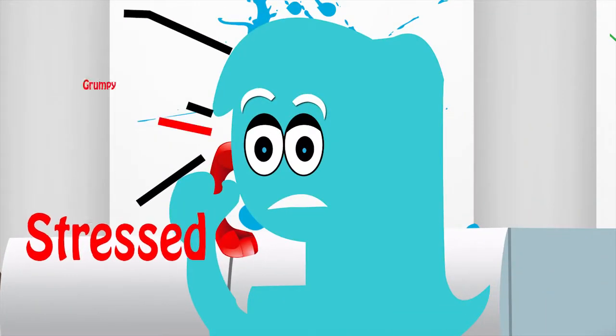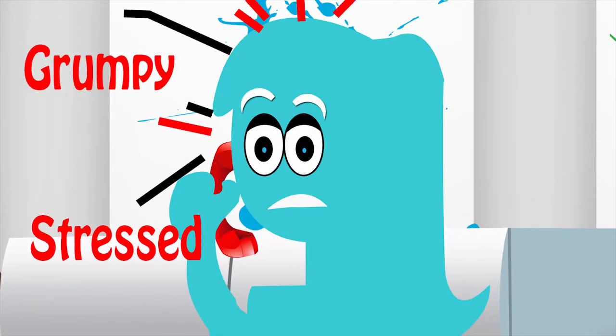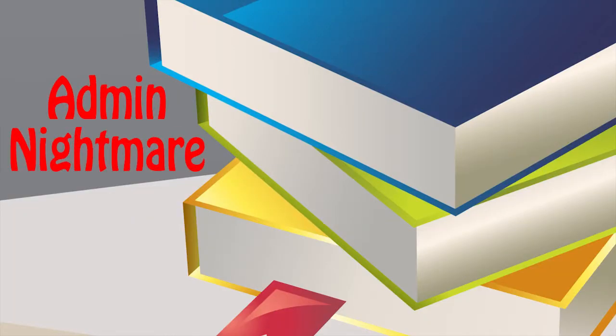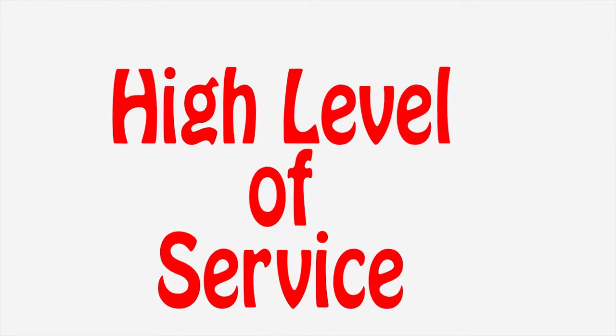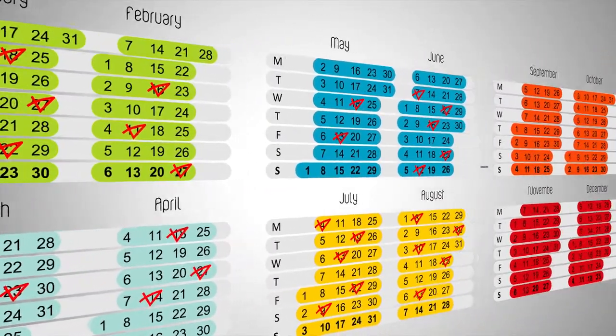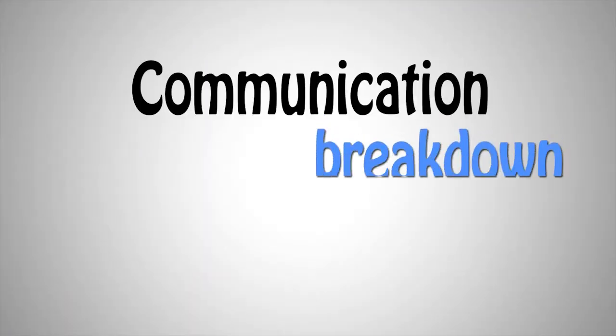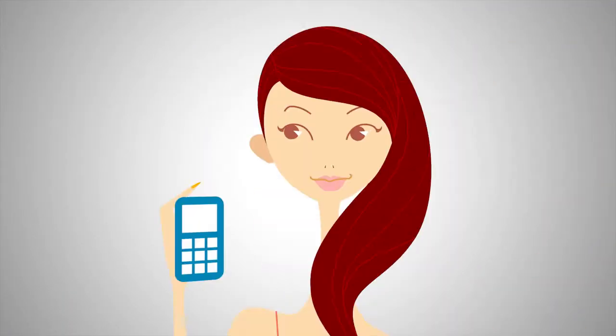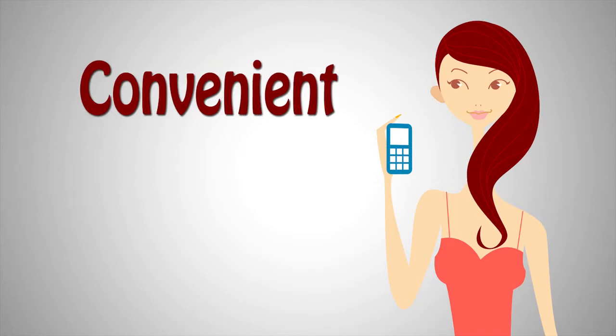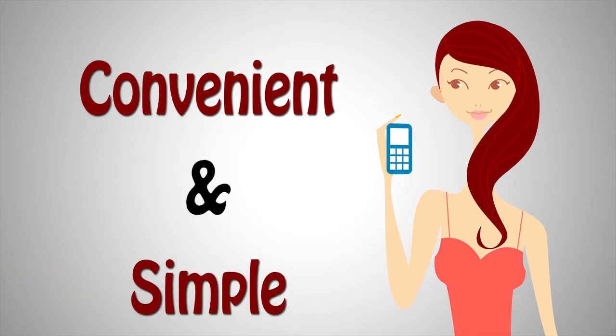She is now stressed and grumpy, trying her best to cope with the admin nightmare and maintain the high level of service her customers have grown accustomed to. This is affecting her business as the customers are not rebooking. How can she solve this communication breakdown and free up time to focus on her customers while making their lives convenient and simple at the same time?